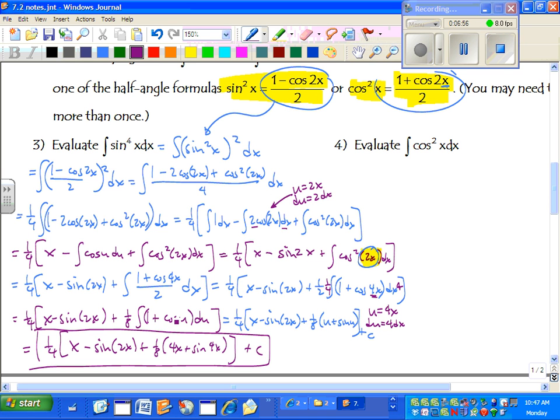Now, this one's much tougher than number 4 is going to be. We don't have to do number 4 twice. It's just a one-step process. We don't have to go through as much. So go ahead and try number 4 on your own.